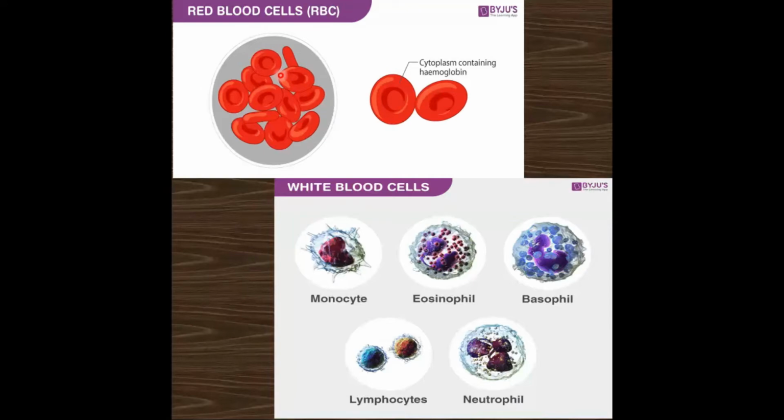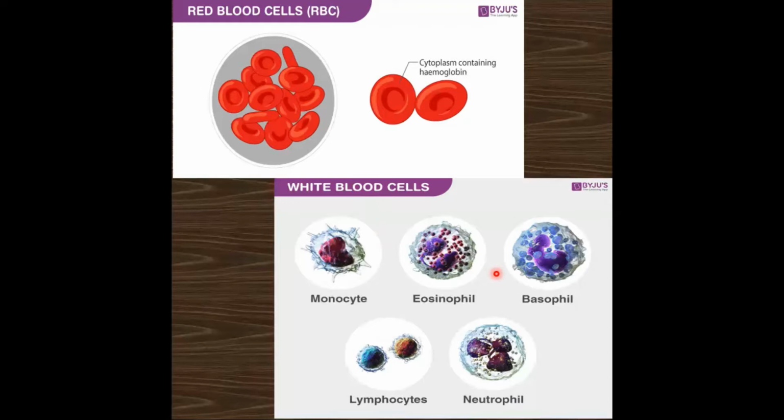Then come white blood cells, another name given being leukocytes. Leukocytes are colorless body cells, and they are colorless because they are devoid of hemoglobin. That is, they do not contain any pigment or hemoglobin. They are further classified as granulocytes and agranulocytes. White blood cells mainly contribute to immunity and defense mechanism.